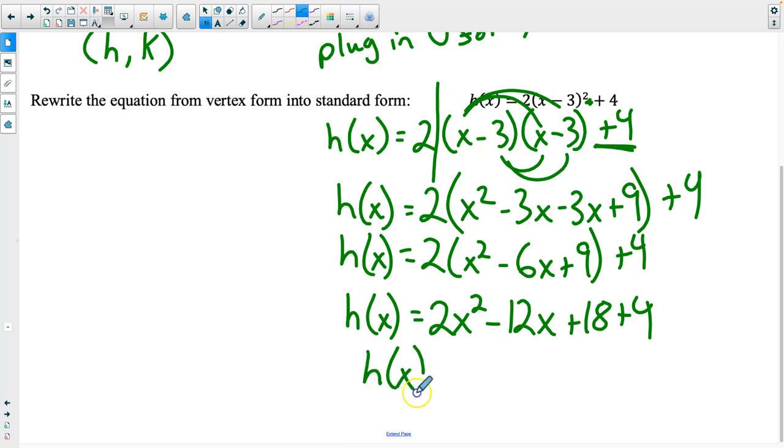So we get h of x equals this lovely solution.